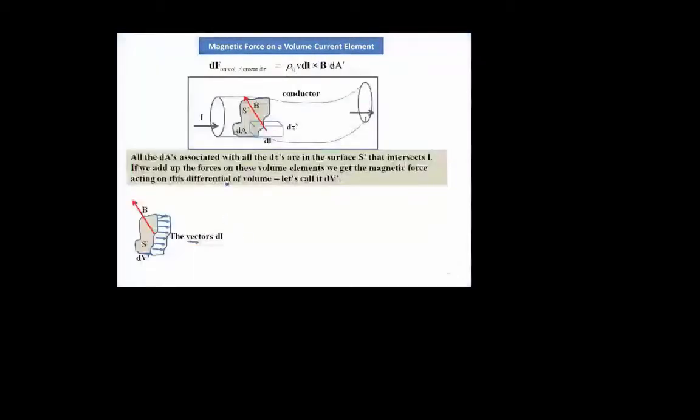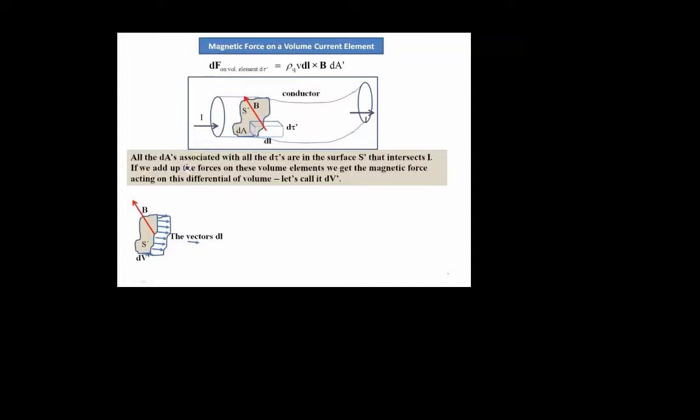Okay, now we're going to take the volume element and keep dA on the surface S prime. Here's our B. Here's our entire conductor. S prime is a surface which basically subtends all of the cross-section of the conductor. Here's our d tau prime. And we're going to take that and move it around S prime so that we cover all of S prime with our dAs.